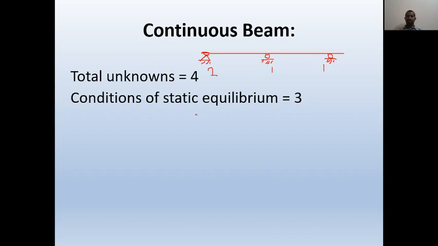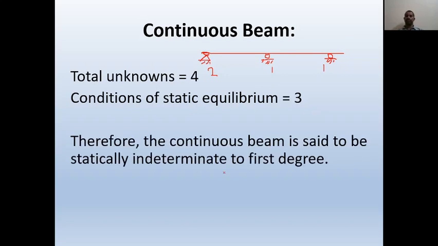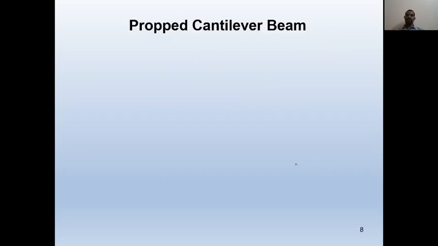Conditions of static equilibrium for two dimensional are only 3. So therefore 4 minus 3, again it is indeterminate of first degree for this particular continuous beam only. Otherwise, if you take a different end condition, different supports and a different number of spans, then obviously you will have a different degree of static indeterminacy, right?